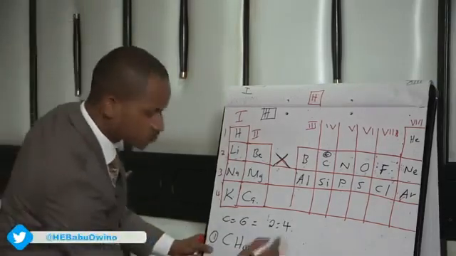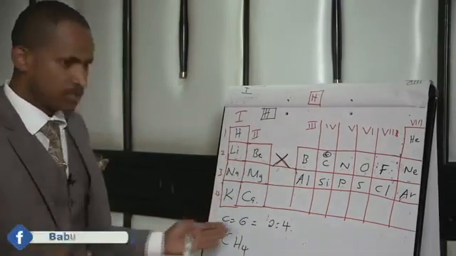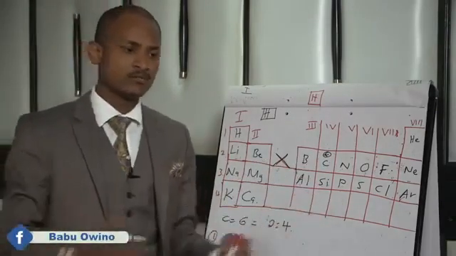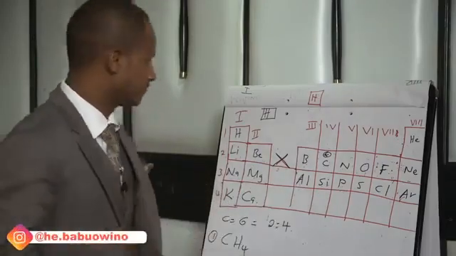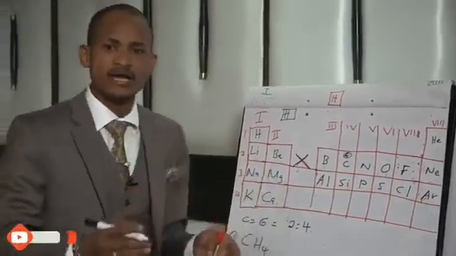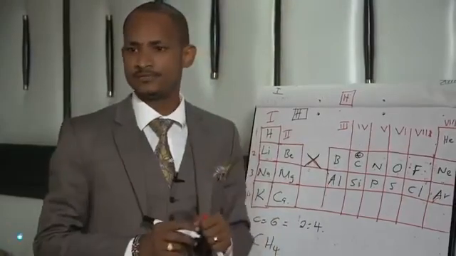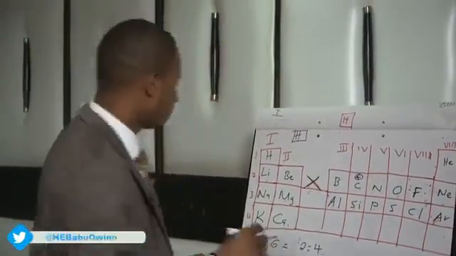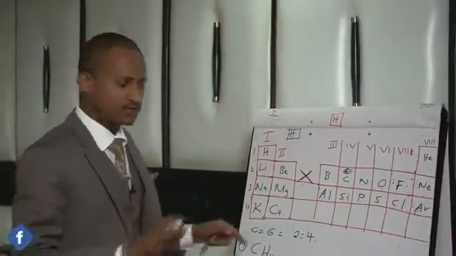So, if we want to draw the structure, how they bond. Remember, when nonmetals bond, that is carbon and hydrogen, they bond covalently, that is covalent bonding. When a metal and a nonmetal bond, it is ionic bonding. But when a metal and a metal bond, it is called metallic bonding. Therefore, the nonmetals will bond covalently.